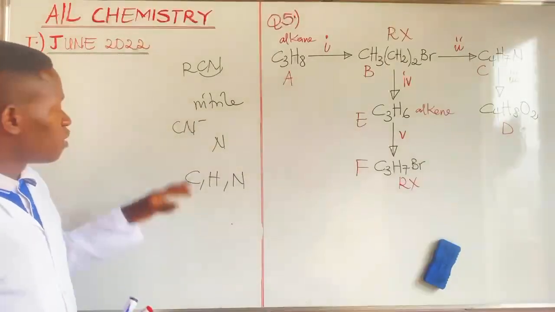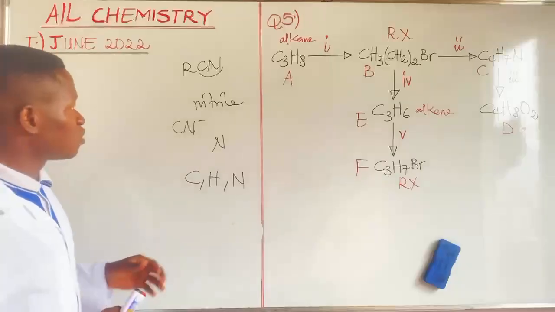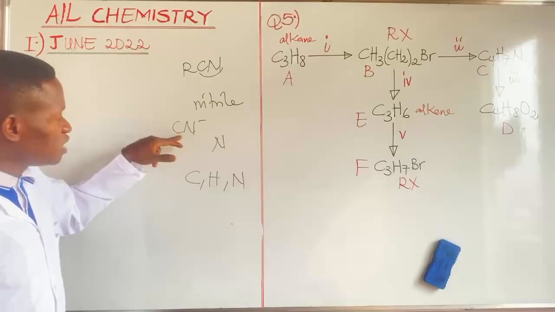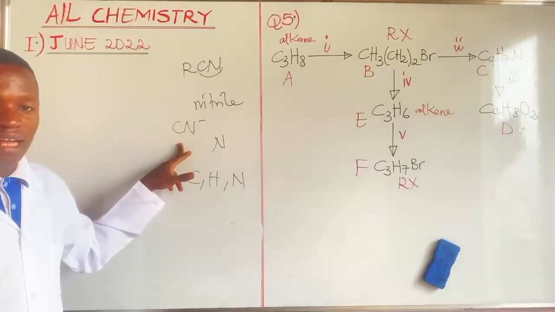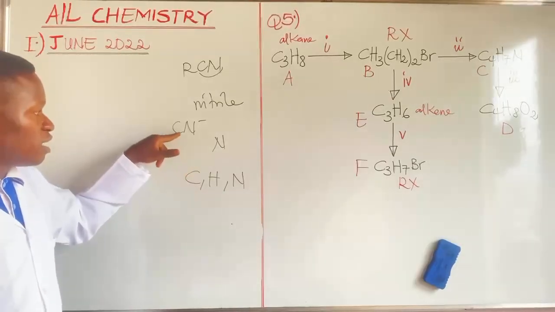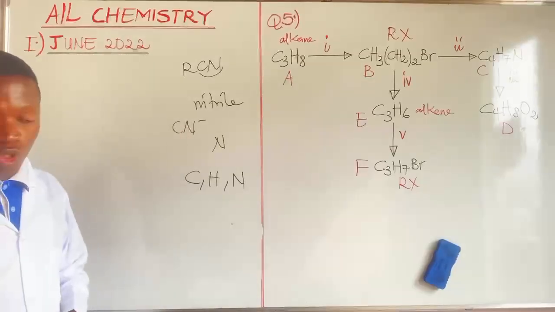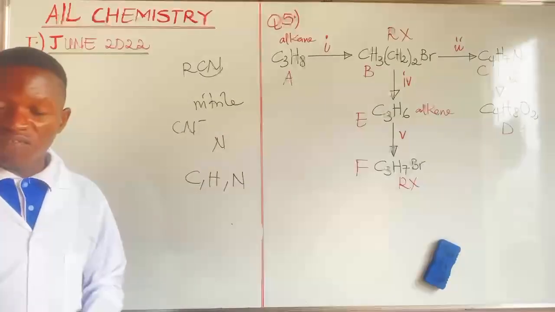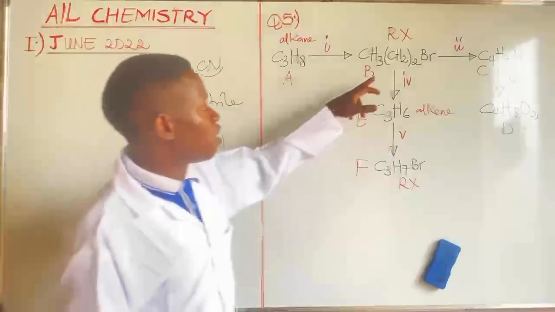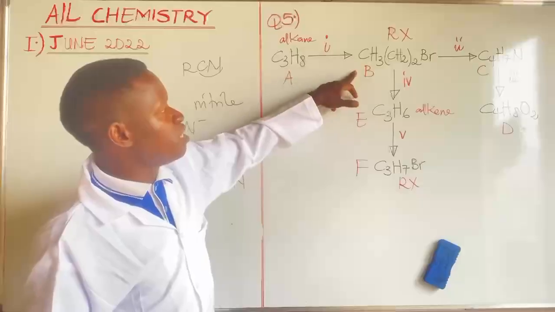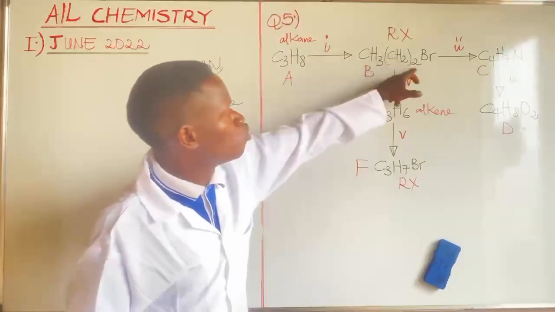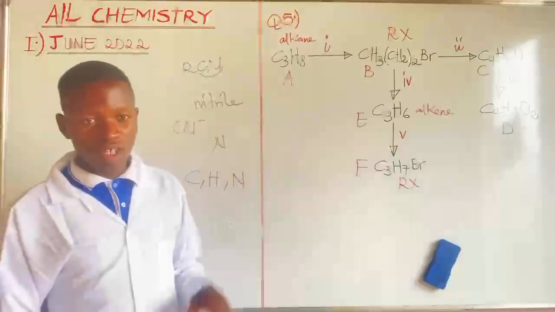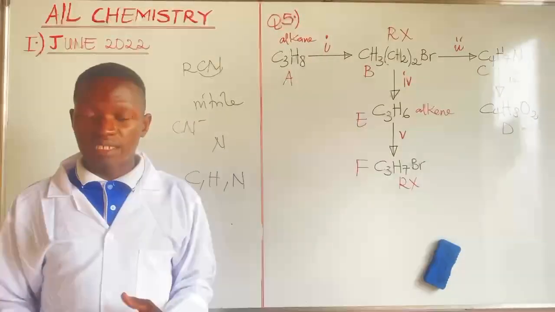Nitriles are formed by attack of the cyanide ion. So when this ion substitutes an atom, it brings an extra carbon. That's why the number of carbon atoms increases by 1. So let's verify if it actually increases by 1. How many carbon atoms are in B? 1, 2, 3. There are 3 of them. How many are in C? 4 of them. So the carbon atom number has increased by 1.